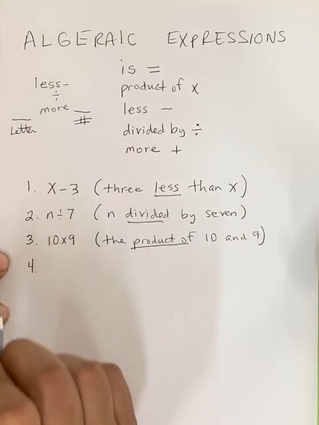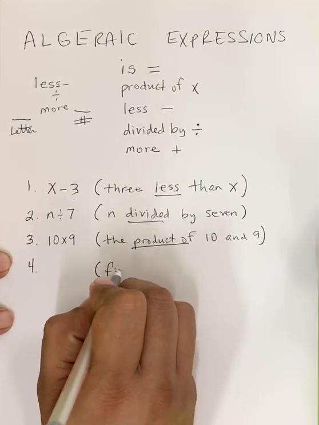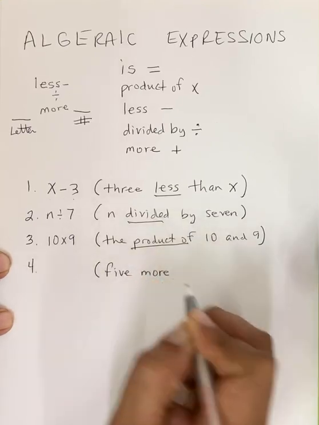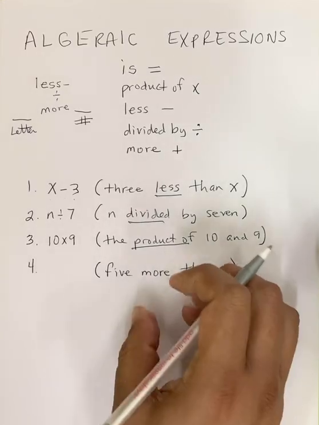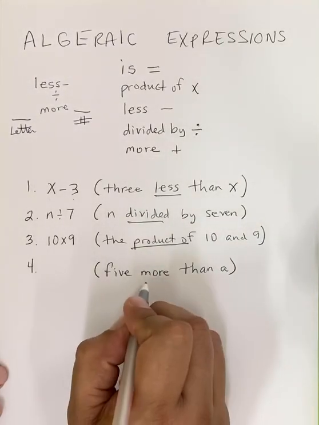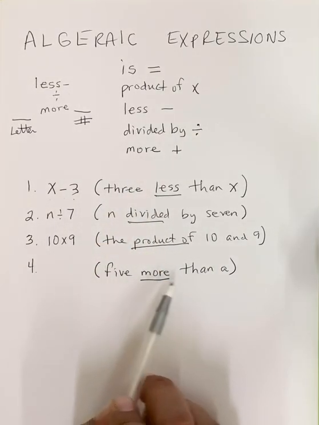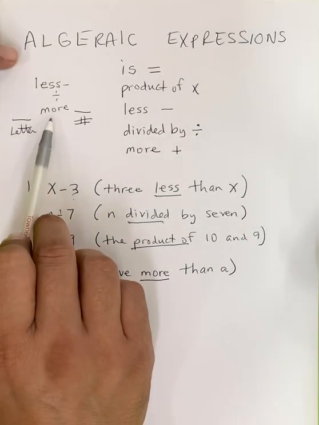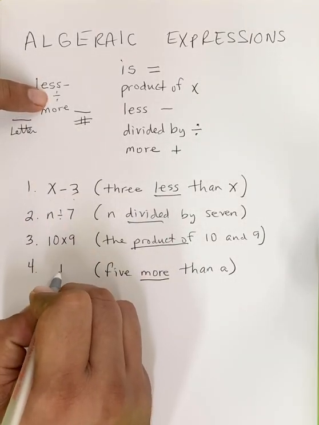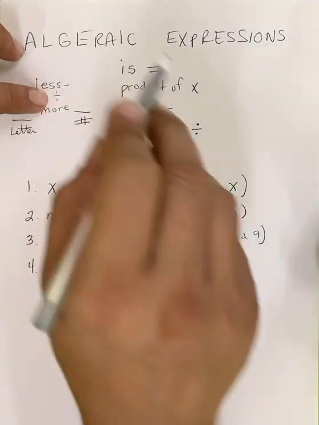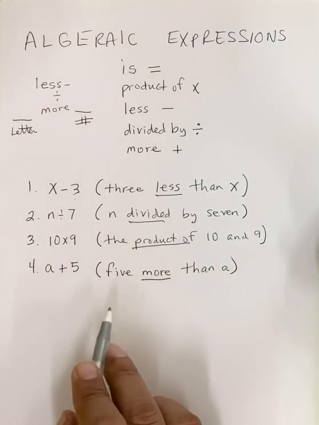Number 4. 5 more than A. Okay. I have more. So it's going to be plus. Okay. 5 more than A. I know it's going to be plus because it's saying more. The number's going to go on the right hand side. So it's 5 and it's A. So 5 more than A.